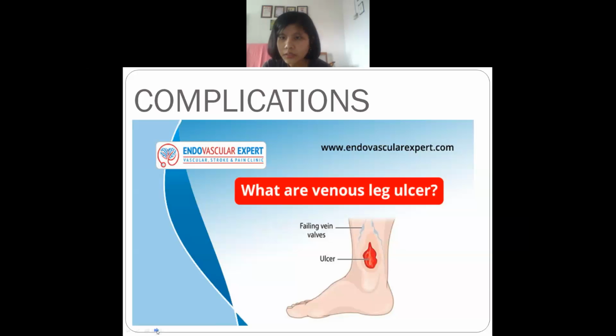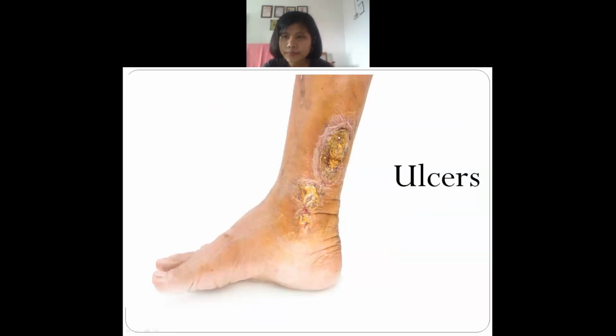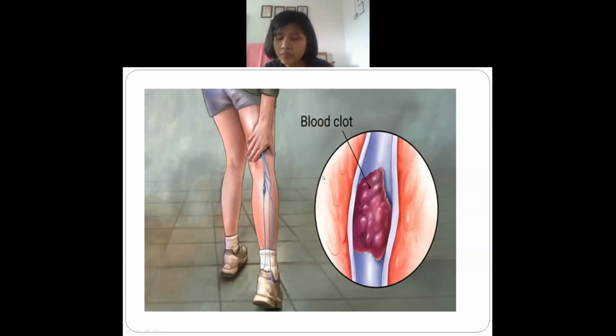This is the ulcer that occurs due to varicose vein. Okay. Next is blood clot. In the varicose vein, what will happen? There will be clotting of the blood in this particular place. And this blood clot is normally known as thrombophlebitis. We have already discussed thrombophlebitis.